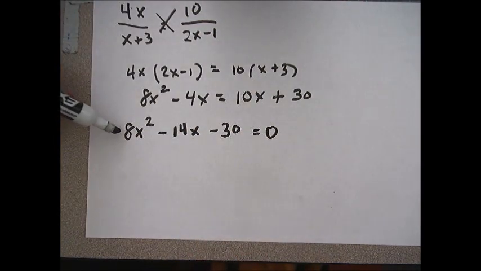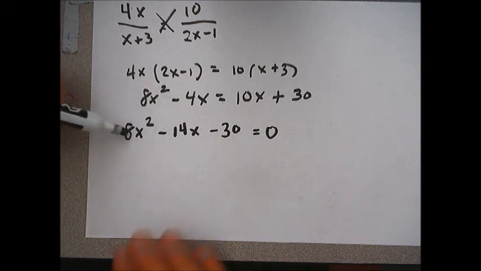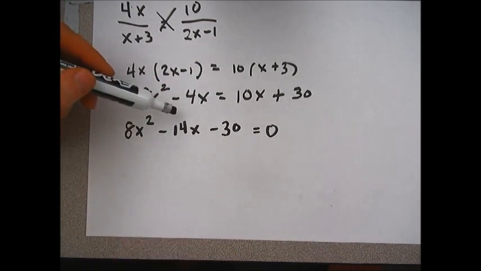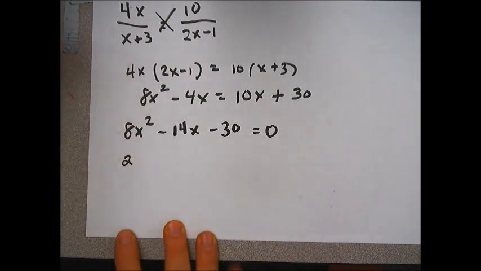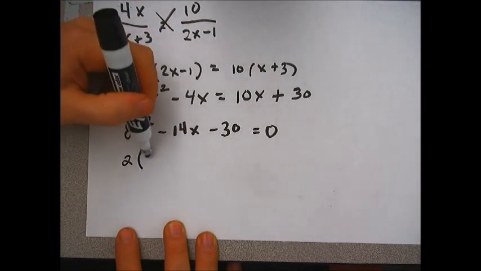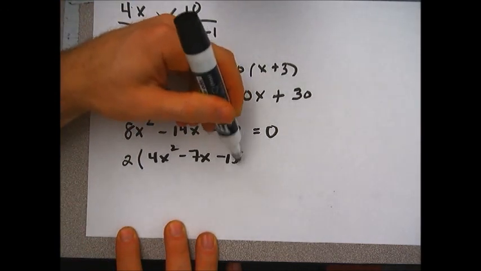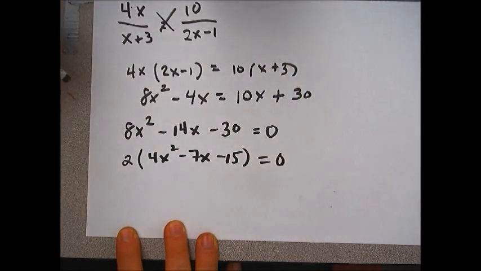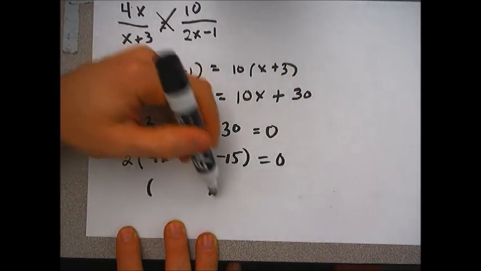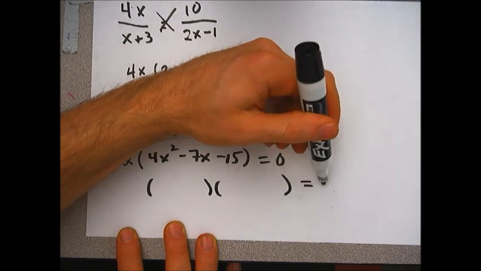I want to solve this. It's quadratic. It's squared. I can either factor this or use the quadratic formula. If I want to try to factor this, what do you notice? These are all divisible by 2. So if I take a 2 out front, this would leave me 4x squared minus 7x minus 15 is equal to 0.